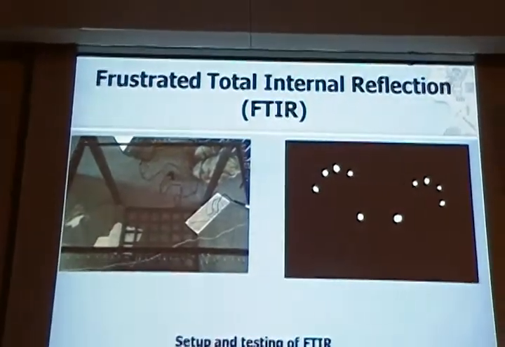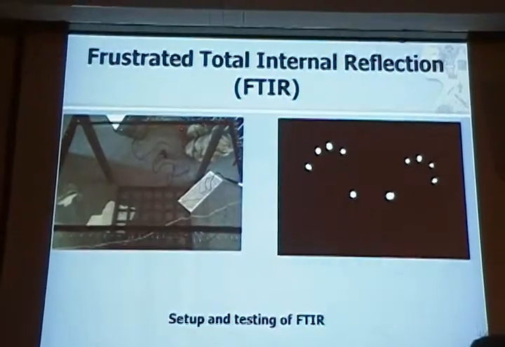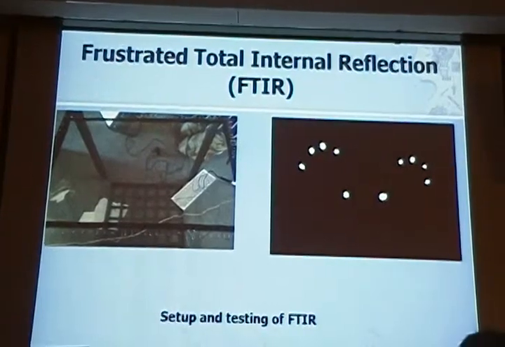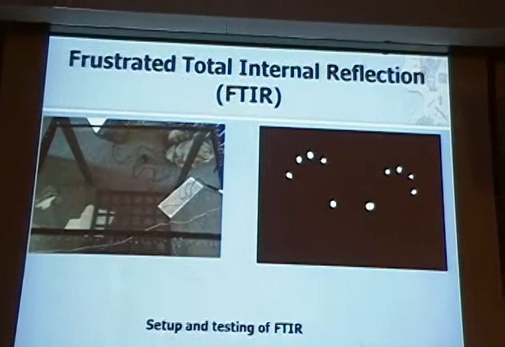The picture on the left shows the table setup for the FTIR. The image on the right shows the image when we apply 10 fingers on the table. We see the fingers as white blobs, and everything else is shown in black.